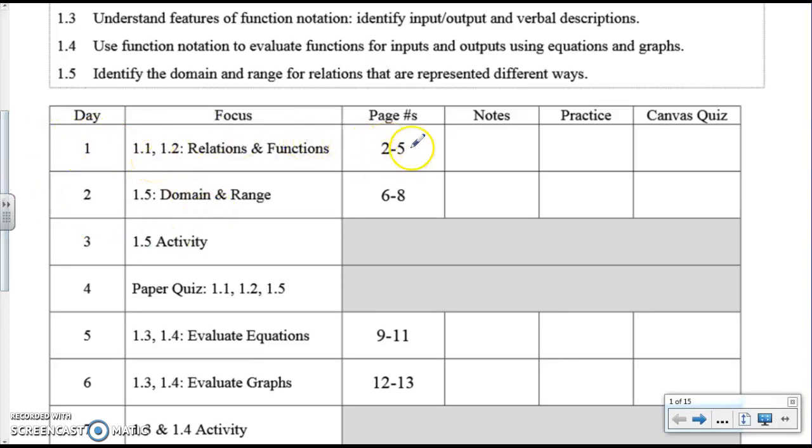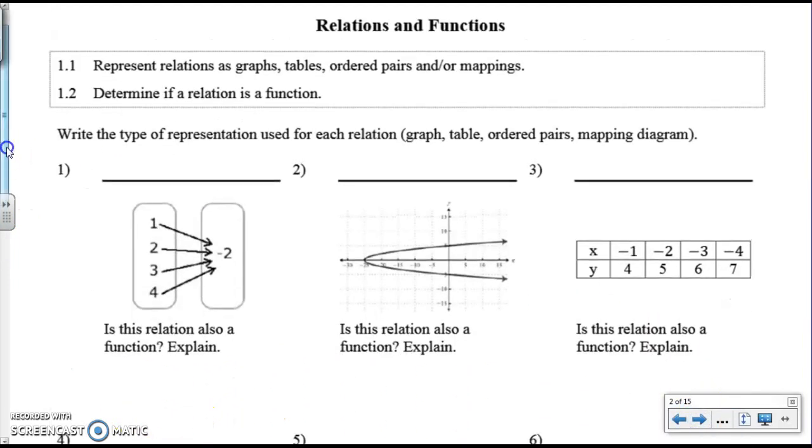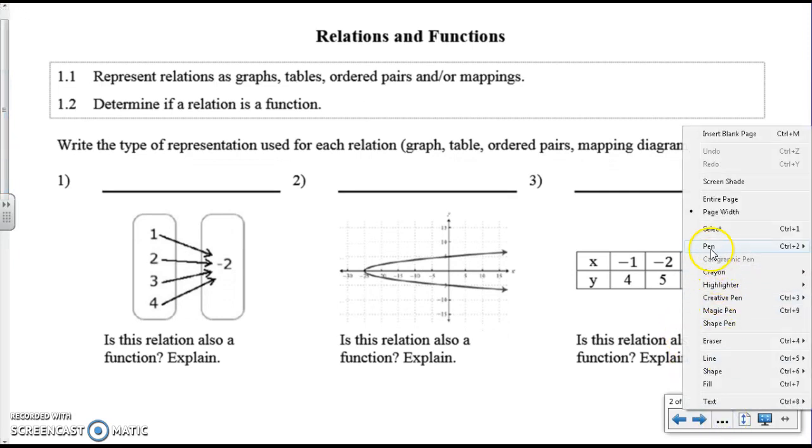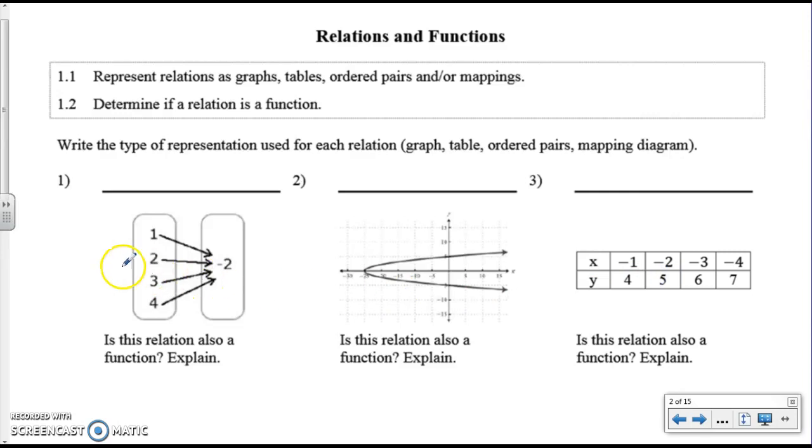So in your packet, it refers to pages 2 through 5. This packet will give you almost everything that you need for the whole unit. So we're going to go ahead and turn to page 2. Okay, so here we are on page 2. We are going to look at different representations and also determine if a relation is a function or not. So the two most common representations of relations and functions that you are used to seeing are shown here in 2 and 3. So we have a graph here and a table there, and you have used those quite often so far in algebra or pre-algebra.